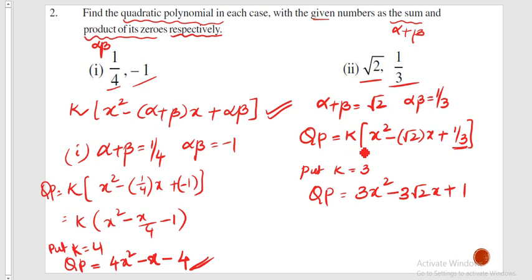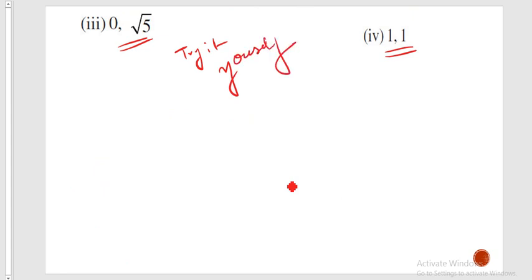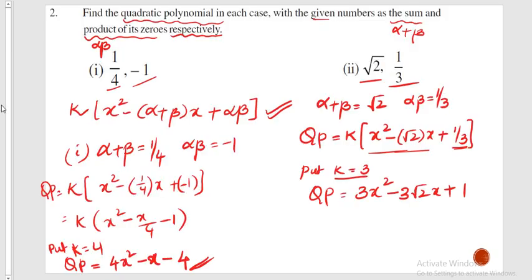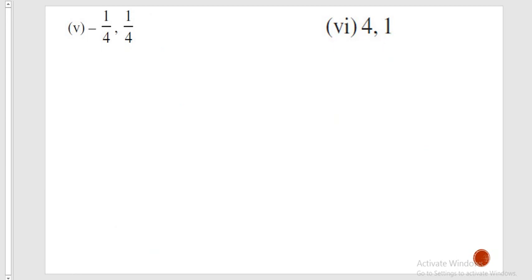If you want to keep it as it is, there is no need to substitute the value of k. If you want to see this in a particular way, then you can substitute any value of k here. Now using this concept, please try to solve this problem and this problem. Try it yourself. By using this formula, please try to solve these two questions and comment your answers in the comment box. Okay, next.